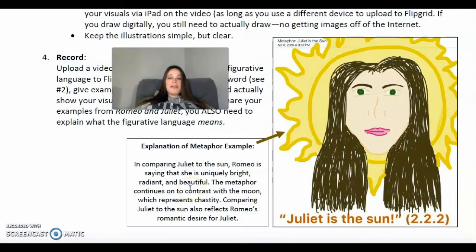Obviously, I'm not a fabulous artist, but mine comes from Act 2, and you can see my citation here. Act 2, Scene 2, Line 2, happens to be 2.2.2, and the line is, Juliet is the sun. So if I were doing a metaphor, I would say Juliet is the sun is an example of a metaphor from Act 2, Scene 2, Line 2. I have my picture of Juliet, and behind her is the sun. She is being compared to the sun, all right?